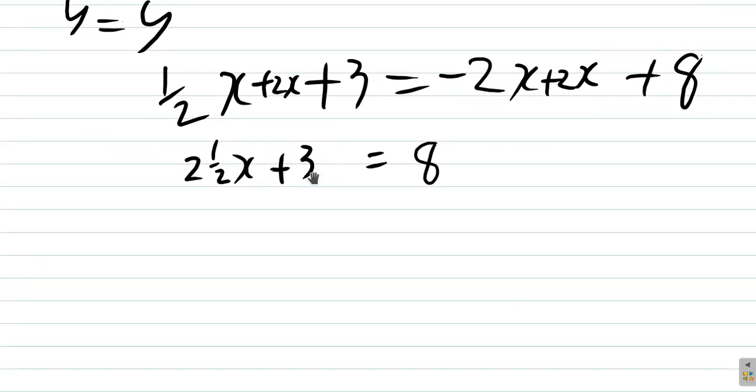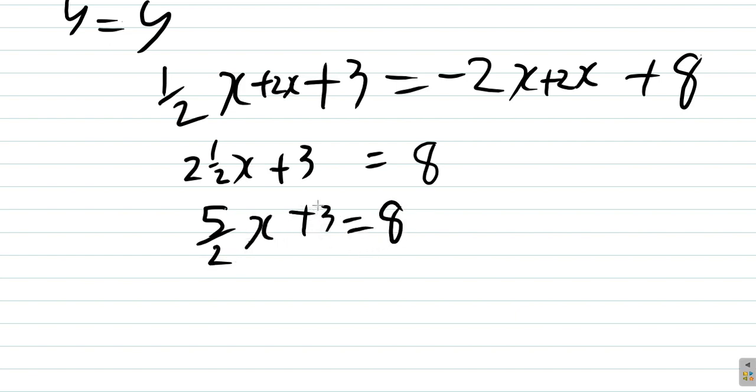Right? Now, it's neater when you work with improper fractions. So let's turn the 2.5 into an improper fraction. 2 2's are 4 and 1 is 5. 5 over 2 x plus 3 equals 8. What do you do here now? To find out what x is, we're going to subtract 3 from both sides. So we minus 3 on the left, minus 3 on the right. We have 5 over 2 x. 3 minus 3 is 0, so that's gone. Equal 8 minus 3 is 5.